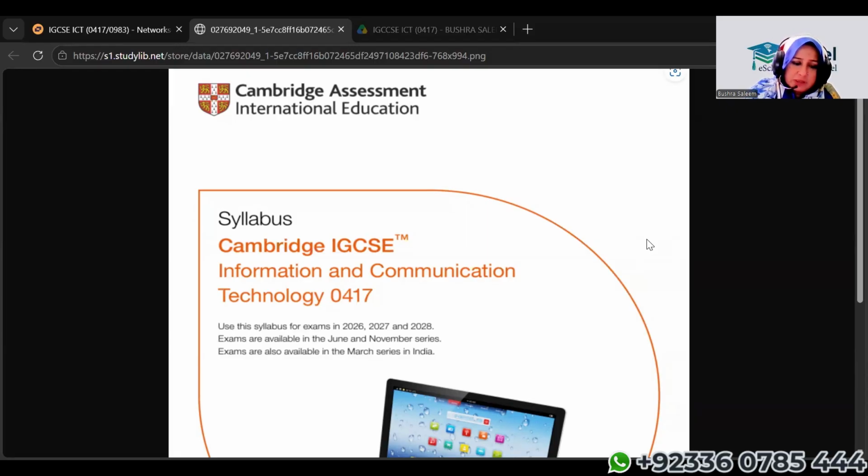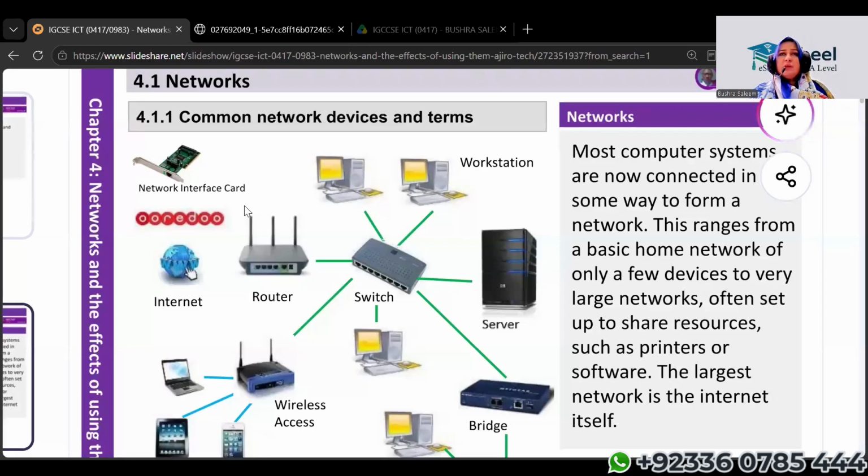We are going to learn the Cambridge ICT, Information and Communication Technology, that is 0417. That is the course we are going to learn today, and we are going to cover the topic of networks today. That is chapter number 4 of the ICT curriculum. This chapter is about networks and the effects of networks. In this chapter, we discuss the different network devices and their effects, and the different types of network as well.